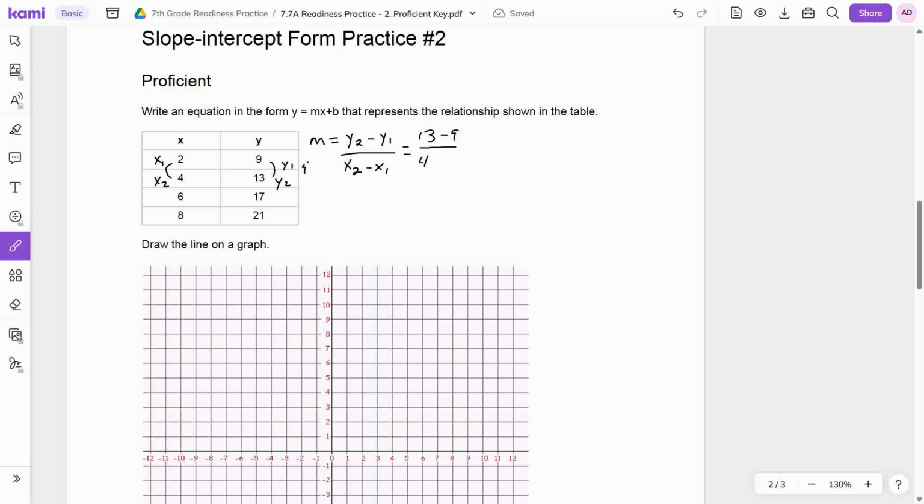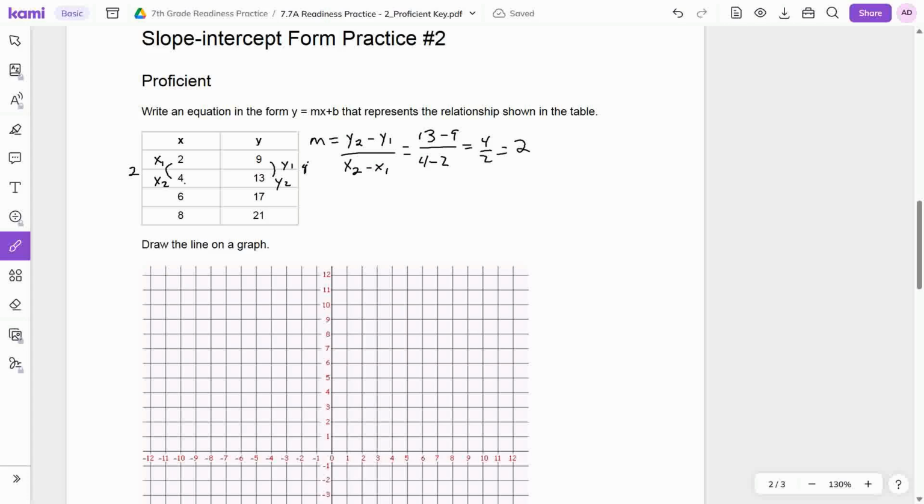And a 4 minus 2. That is a change of 2. So what is a change of 4 over 2? That's going to be 2. All right, so my rate of change is it goes up 2 for every x that it increases.